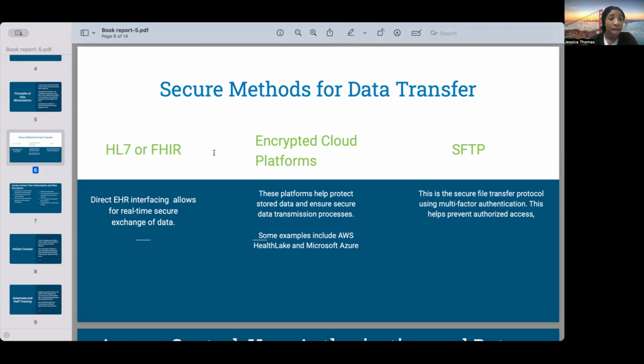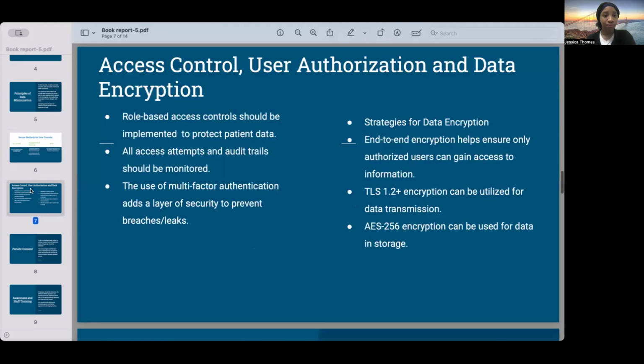They're encrypted and they're secure with end-to-end encryption files. So these platforms help protect stored data and ensure secure data transmission processes. Some examples would be AWS HealthLake and Microsoft Azure. SFTP, a secure file transfer protocol, requires you to use multi-factor authentication. That requires different levels before you can get access to that information, and it helps prevent unauthorized access.